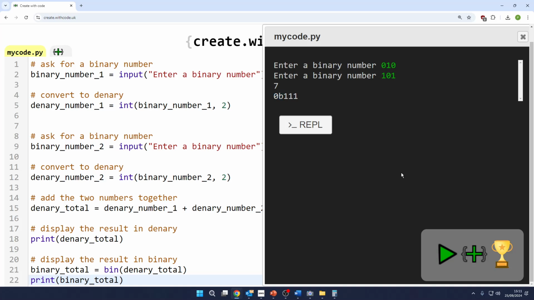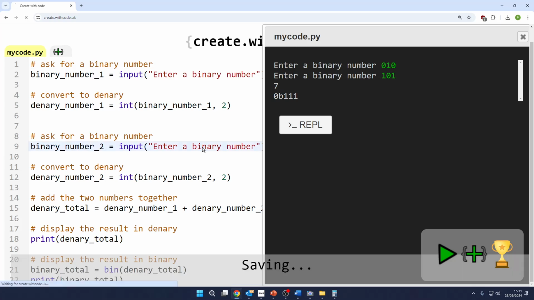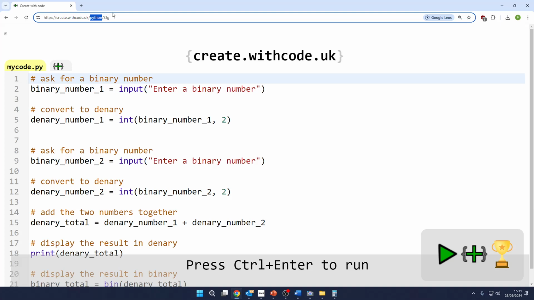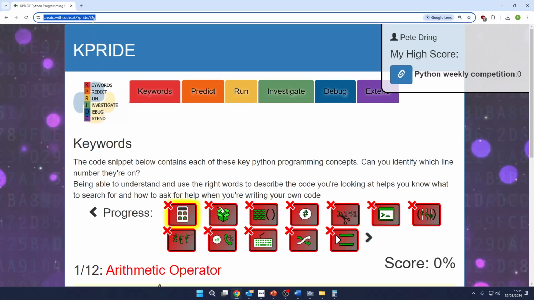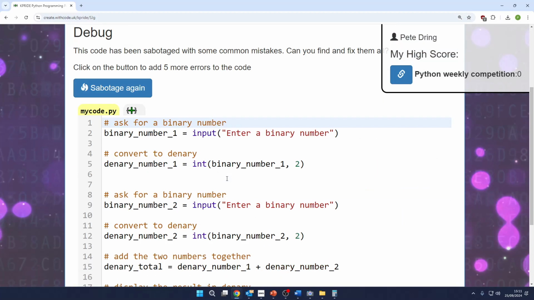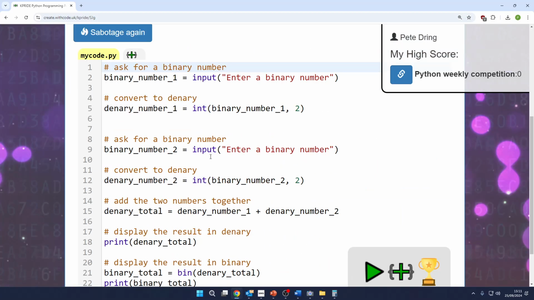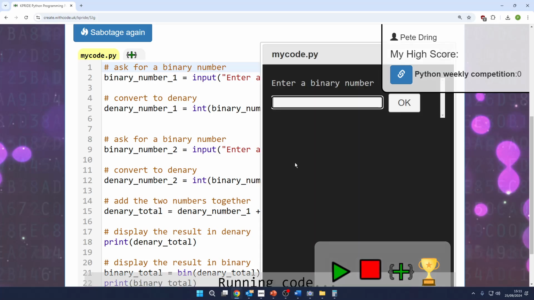So what is your extension challenge? I'm going to save this with you, but I'm going to ask you to practice your debugging. So this is the link that I will share with you. Put it in the description in the YouTube video if you're watching at home. I want you to click on debug, and it's been sabotaged. There are 5 mistakes on here, so if you run it, it's not going to work properly.